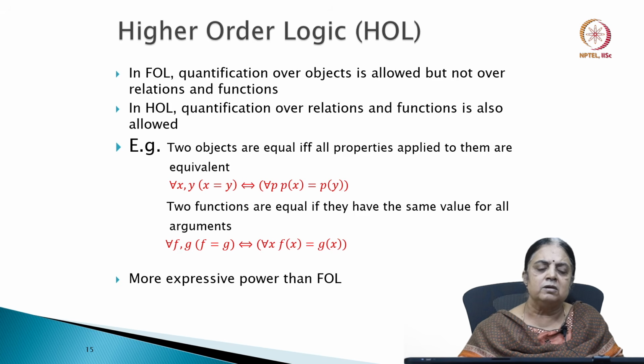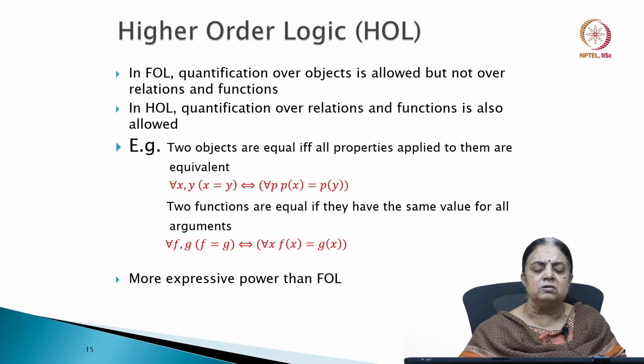So let us take some example here and see how it works. Two objects are equal if and only if all properties applied to them are equivalent. So two objects x and y, suppose we take for all x, y, x equal to y, this will imply, or use a double implication because if and only if is being used, that if you consider a property of x, it is equal to the property of y. So if a property is applied to x, the same property can be applied to y and they will be equivalent to each other.